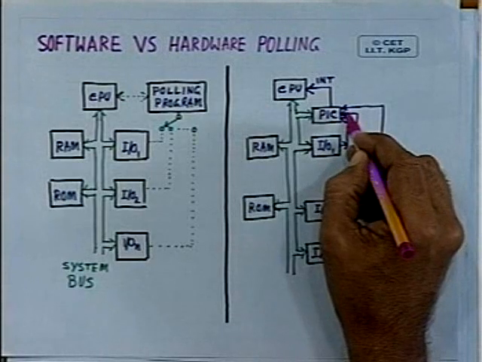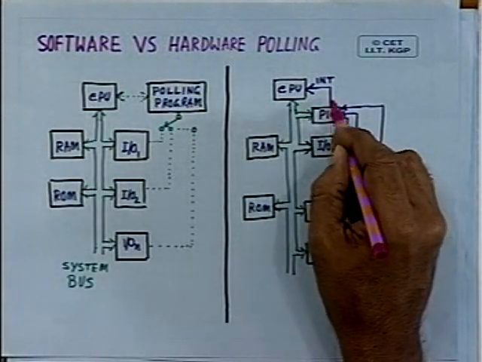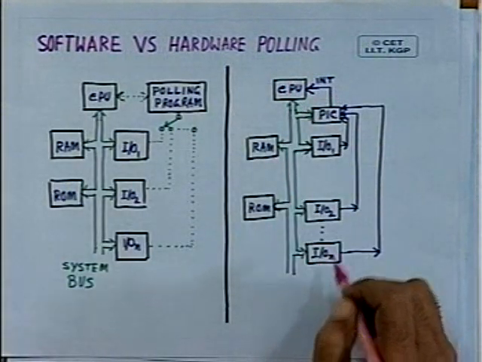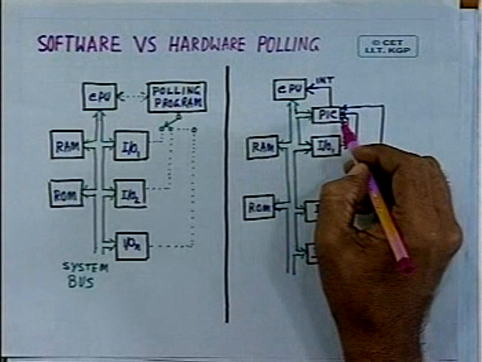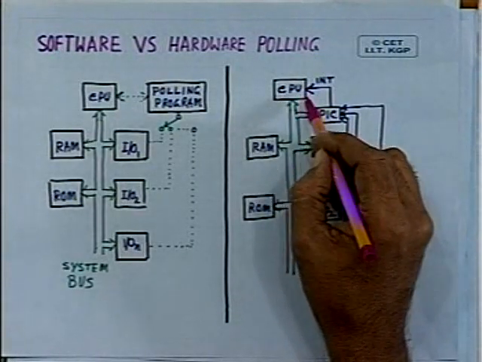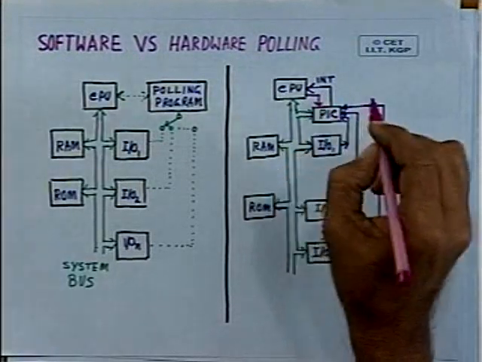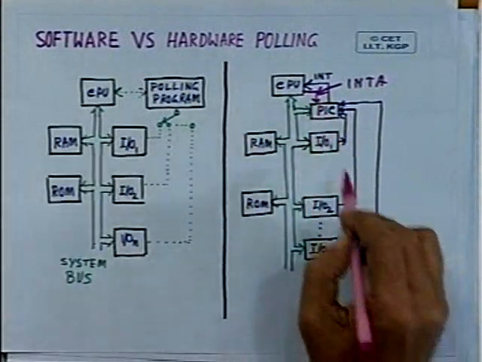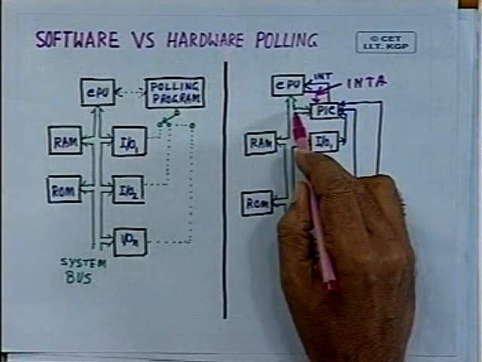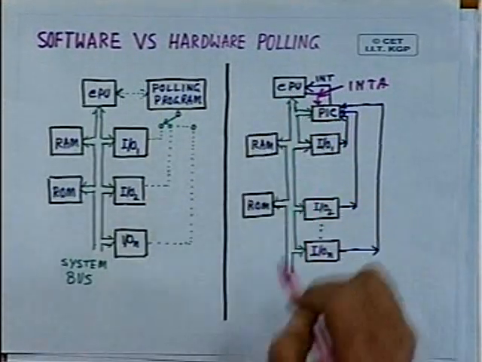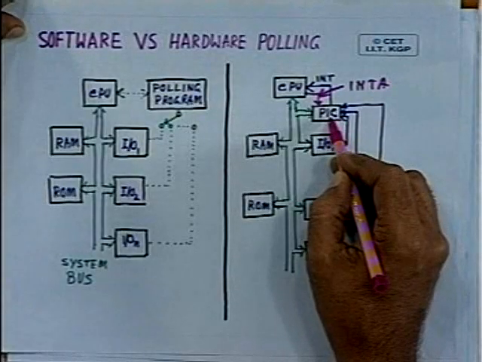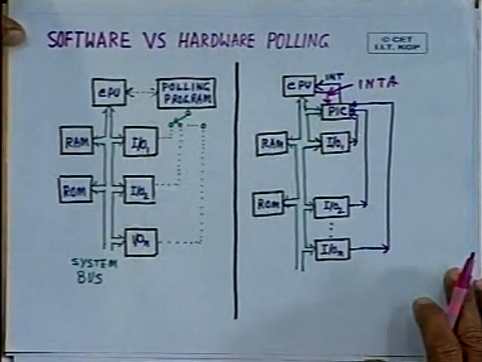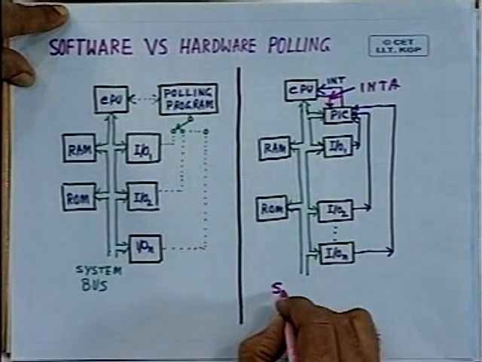Whenever there is an interrupt from an input-output device, either device number 1 or 2 or N, the Programmable Interrupt Controller will receive it and in turn generate an interrupt to the CPU. Once the interrupt comes from the Programmable Interrupt Controller, the CPU will generate the Interrupt Acknowledge, INTA. Whenever this interrupt acknowledge is received by the Programmable Interrupt Controller, it will provide the information on the source of interrupt directly to the CPU. As a result, it will lead to a small response time.